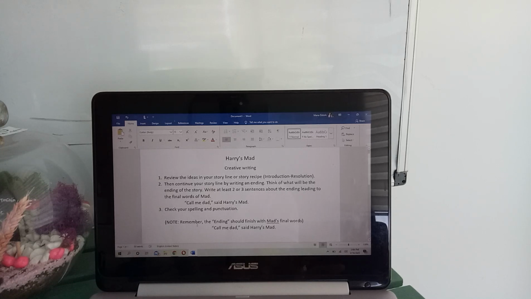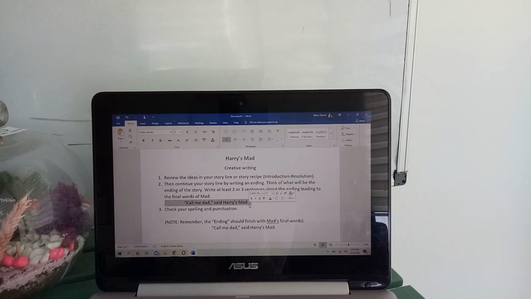So your ending should end with this line from Mad: "Call me Dad," said Harry's Mad. So think of an ending. After reading the sequence, think of an ending. What will happen after that? After Harry found Mad in Trafalgar Square, what do you think happened next? You can write at least two or three sentences leading to this last line. Check your spelling and punctuation, of course.